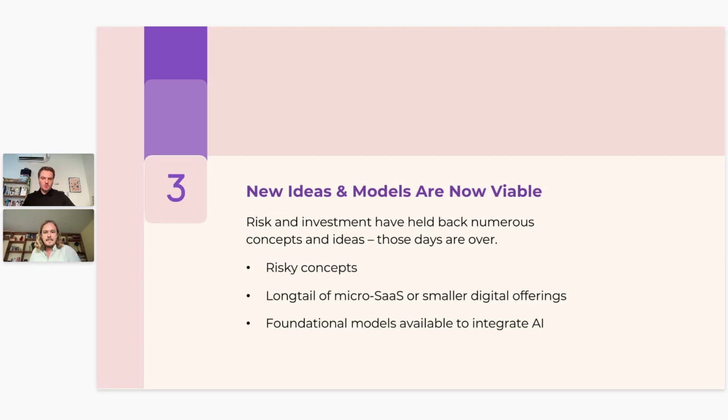I think the third key takeaway as well, based on that, is that new ideas and models are now viable that were not viable before. So you can build highly personalized, I don't know, CRM systems if you want. You can build highly personalized project management systems that fit you. Or you can come up with new micro SaaS ideas that may have had a big impact on a small number of users, but maybe the ROI wasn't there before. Now that calculation is completely different. You can go for more risky concepts. There's a big long tail of micro SaaS or smaller digital offerings that can be done with this. And then, like we said before, the foundational models are available to even integrate AI functionality within those ideas as well. And that's actually quite easy to do also.